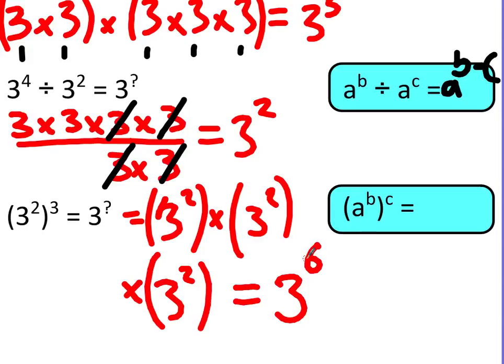And you've probably already worked out what the rule is here. If you have powers of powers, then we're going to be multiplying them together to get our final result. So if I had a to the power of b to the power of c, it's going to be a to the power of b times c. And those are the 3 index rules. You now have everything you need to do the next exercise, so good luck.